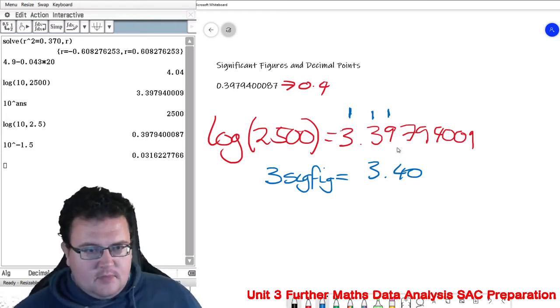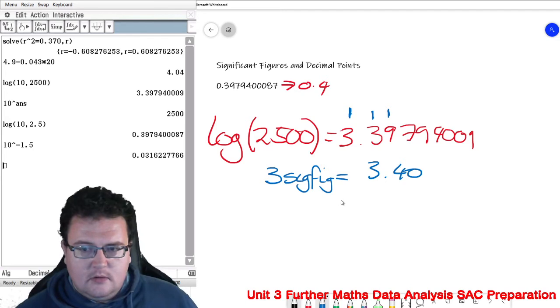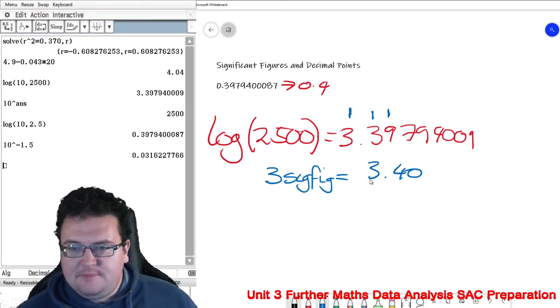So, sir, would we get the question wrong if we don't put the 0 in? I've asked for 3 significant figures, so you're going to give me 3 numbers. Okay. All right.